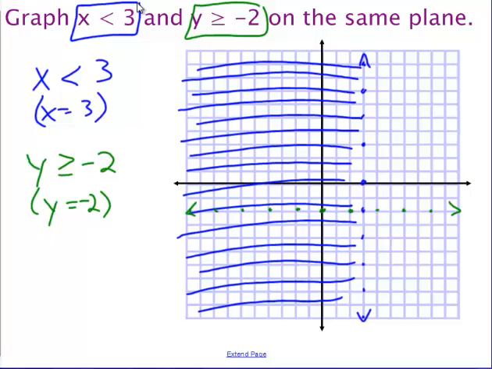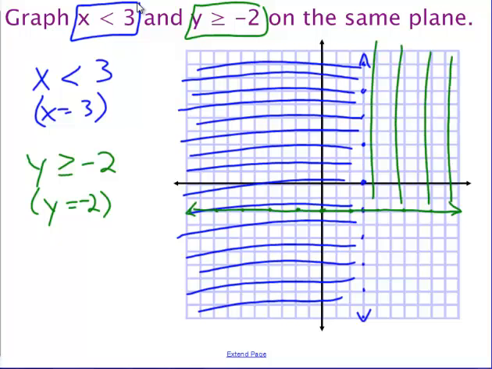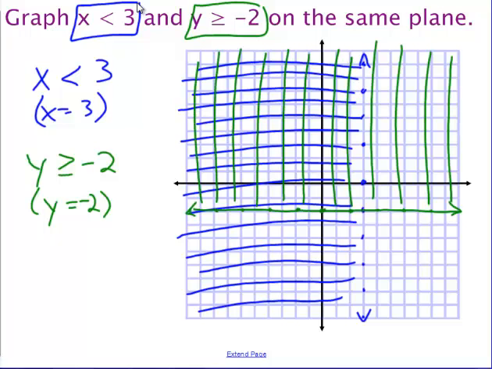Then I look at the symbol of inequality. Y is greater than or equal to. It can be equal to, so I will make a solid line through here to show that that does include the line. And I know greater than means that we want all y values that are above this line. So I shade everything above this line, and I've got myself covered. Notice what we have here.